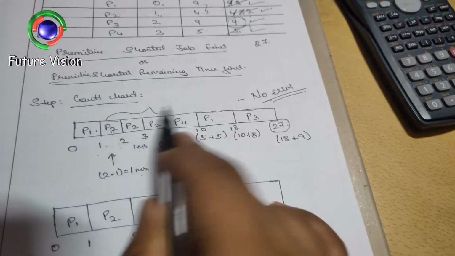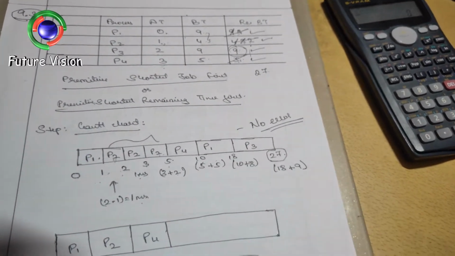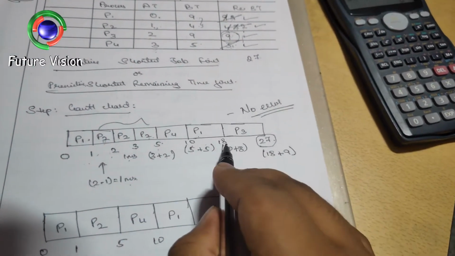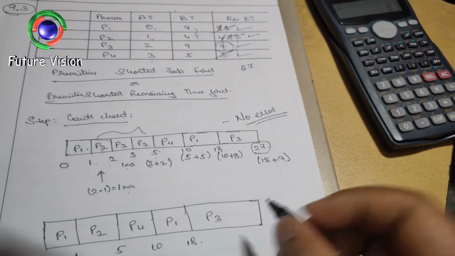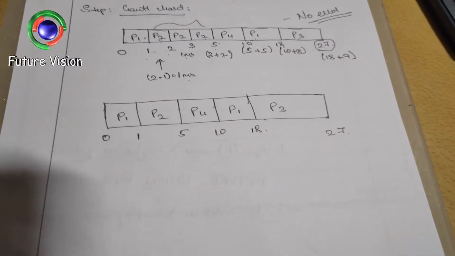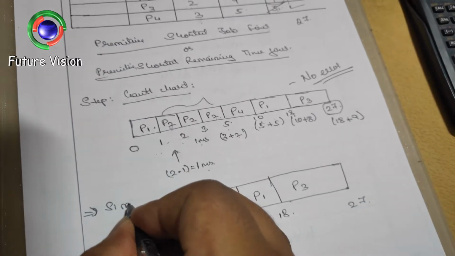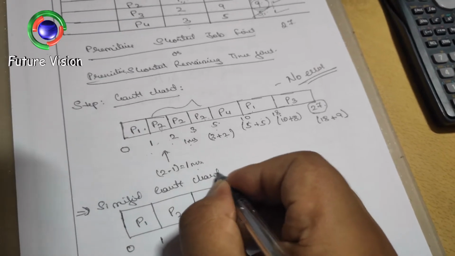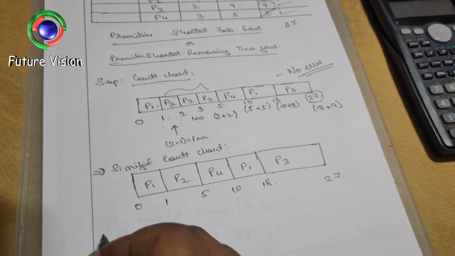Next P4. Do we have consecutive P4s? No. Simply P4 till 10. Next we have P1, which will execute till the 18th millisecond. Next, last and foremost, P3 executes till 27 milliseconds. Now this is the simplified Gantt chart. Write it here. Now we have to calculate the waiting time.